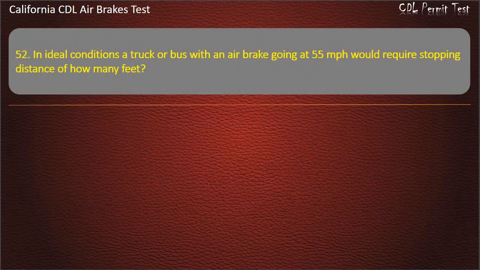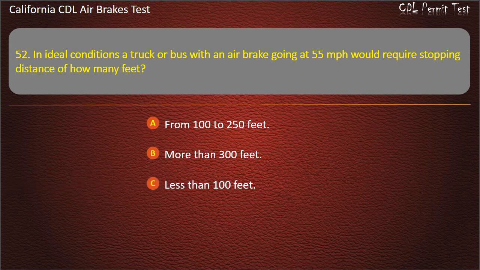Question 52. In ideal conditions, a truck or bus with an air brake going at 55 miles per hour would require a stopping distance of how many feet? From 100 to 250 feet. More than 300 feet. Less than 100 feet. Answer. More than 300 feet.